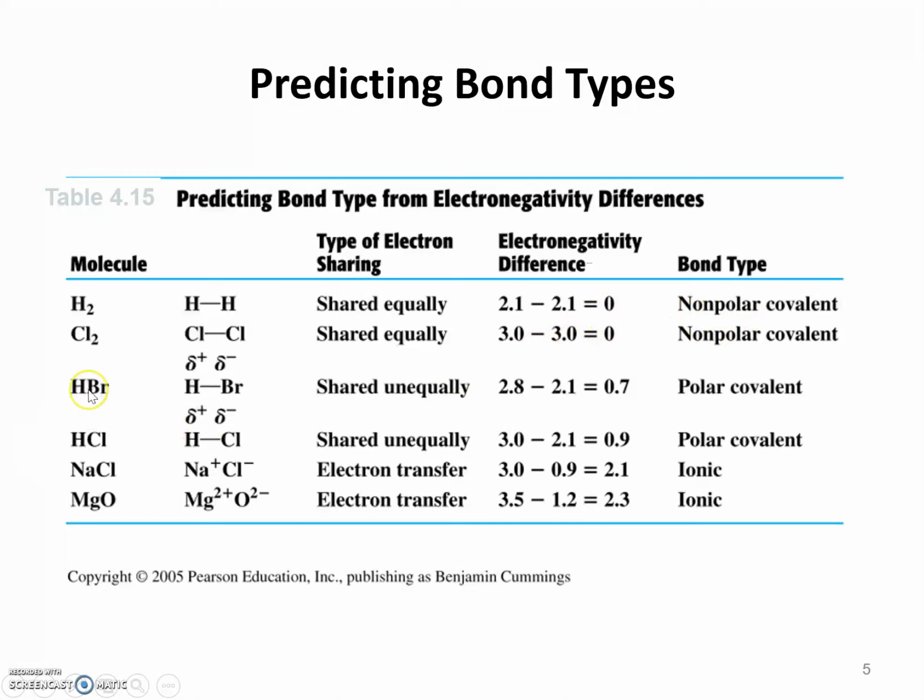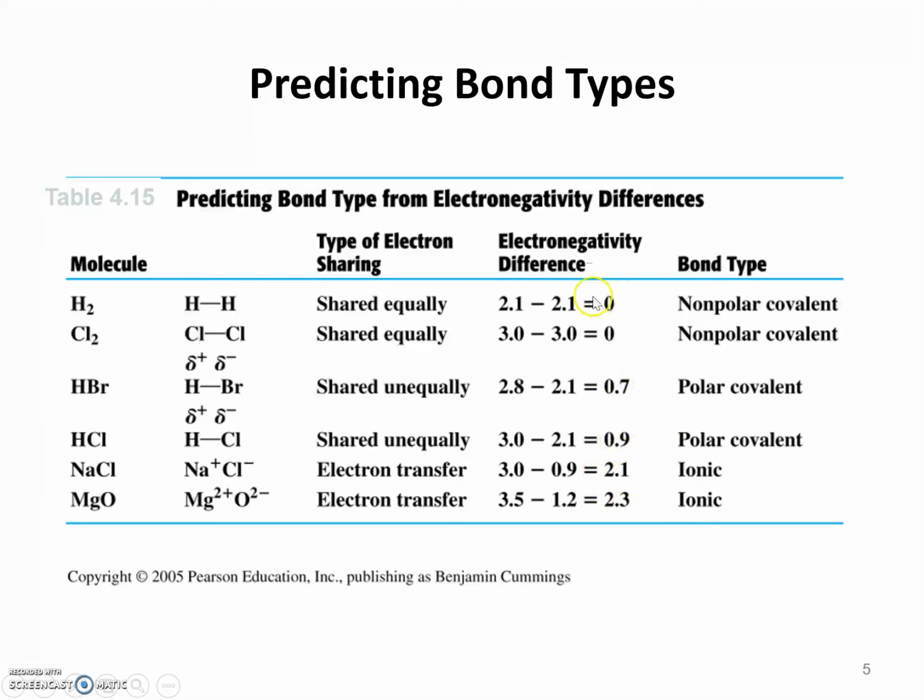Okay, but then as we look at compounds where the electrons are shared unequally, like hydrogen bromide or hydrogen chloride, those electronegativity differences are in the polar covalent range. And then in compounds that we sort of expect to be ionic compounds, sodium chloride, magnesium oxide, we see electronegativity differences definitely in that ionic range.